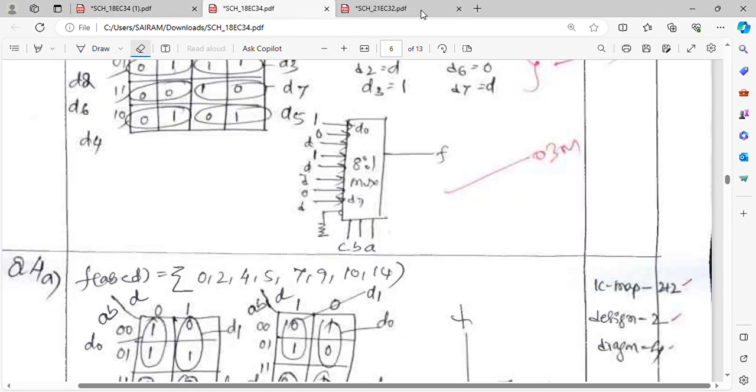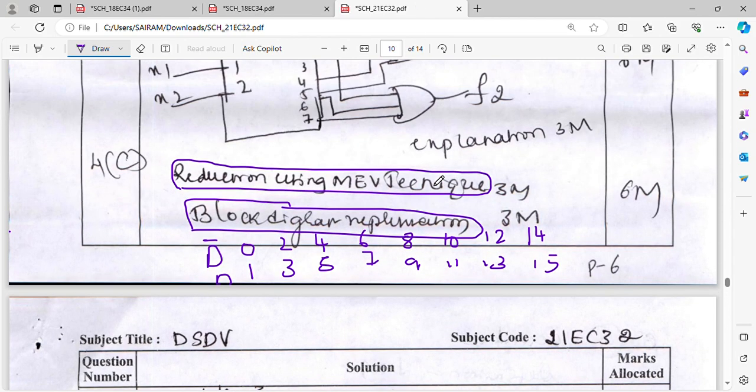Okay. So now, this question paper is also over. So let me check with another question paper. So yeah, so now this is not done, right? So let me take this only.